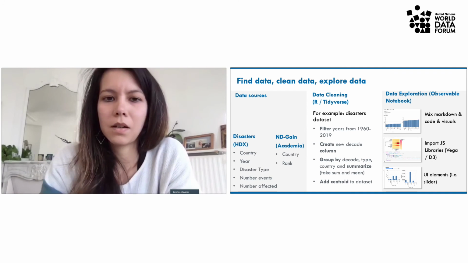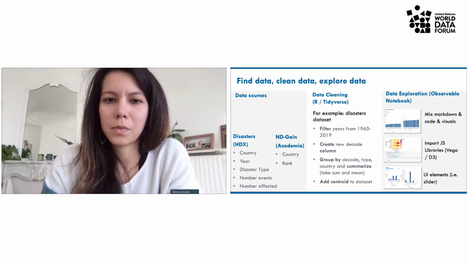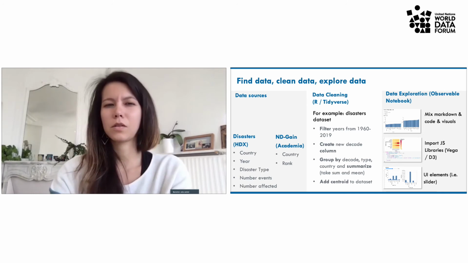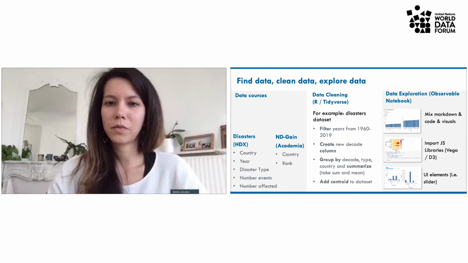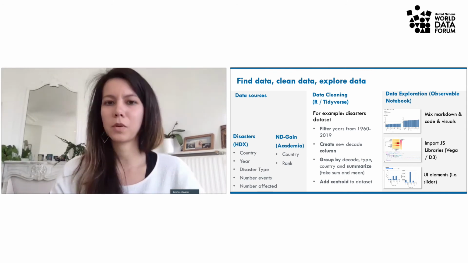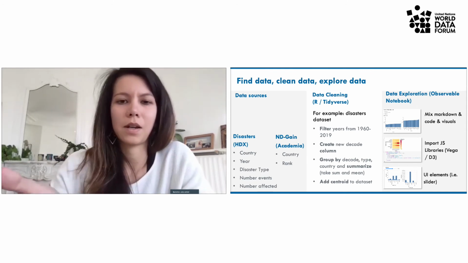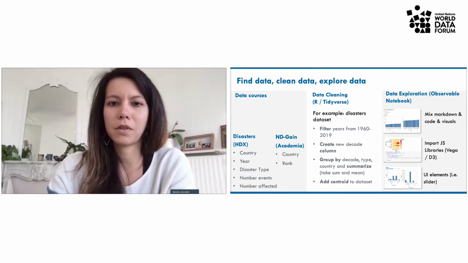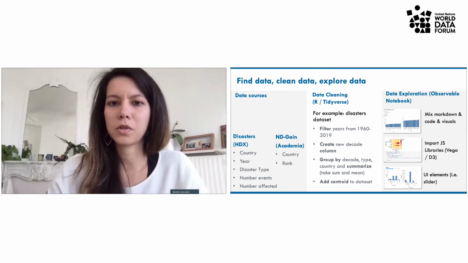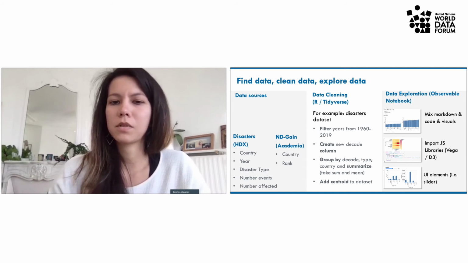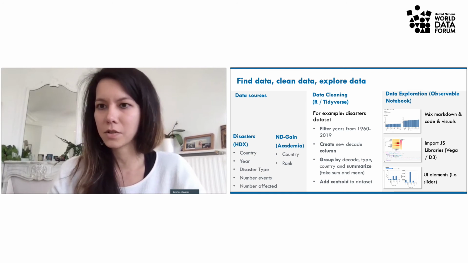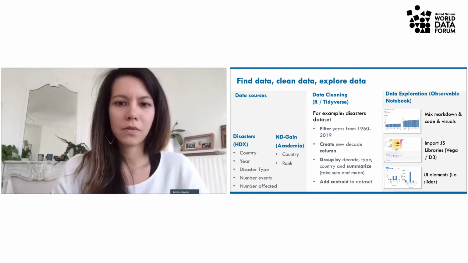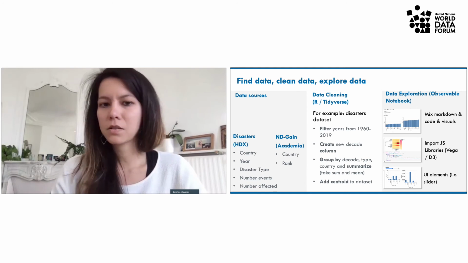After that, you can do some data exploration and analysis. You can easily do that also using R, but I actually prefer to use Observable Notebook, which is an interactive JavaScript notebook, because it's really good for organization. I could put everything on one page. I can mix the markdown, which is text, and the code and the visuals. I can import JavaScript libraries such as Vega and D3 for visualization purposes. And I can even add UI elements such as sliders to interact with my data. Next, please.